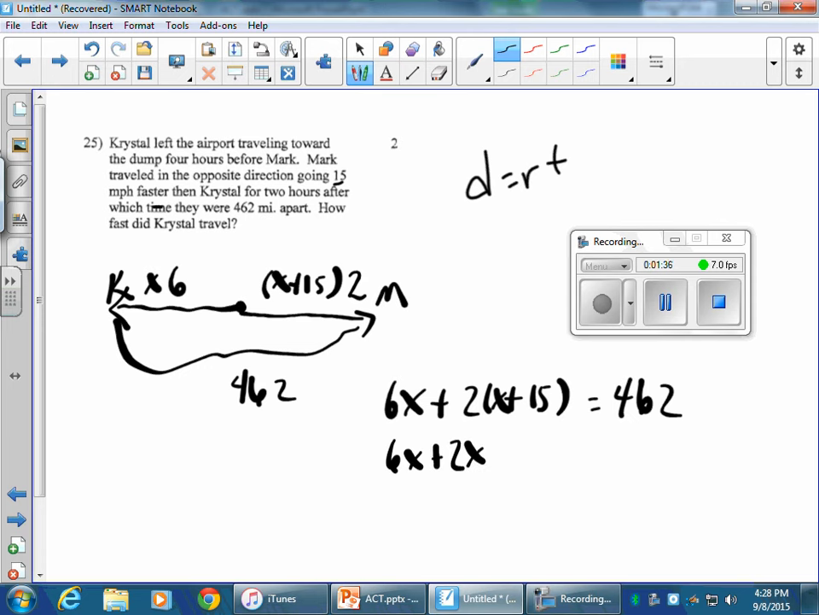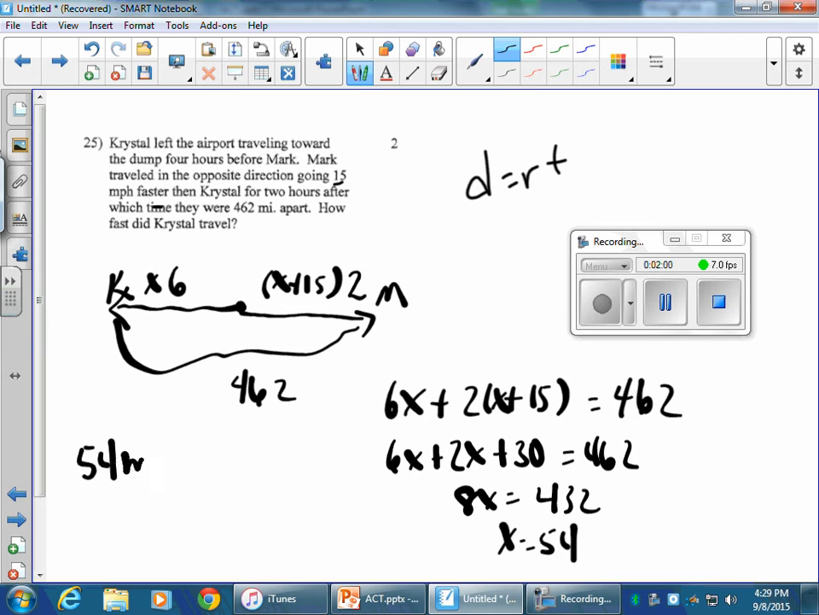Distribute: 6x plus 2x plus 30 equals 462. So 8x equals, subtract 30, that'd be 432 divided by 8. 432 divided by 8 is 54. X is 54. So that means she was traveling 54 miles an hour, and that's what they asked, 54 miles per hour. If they had asked about him, it would be 15 miles faster than that, so he would have been at 69 miles per hour.